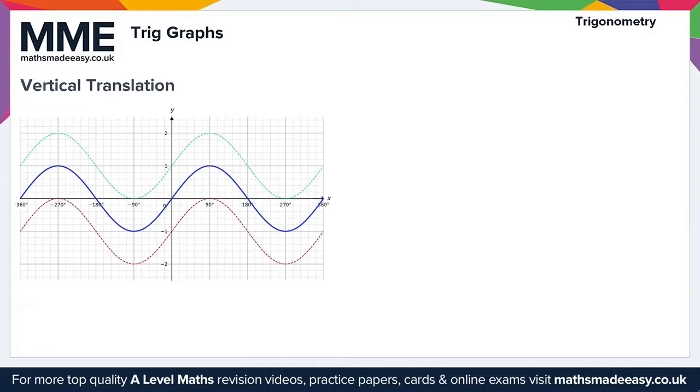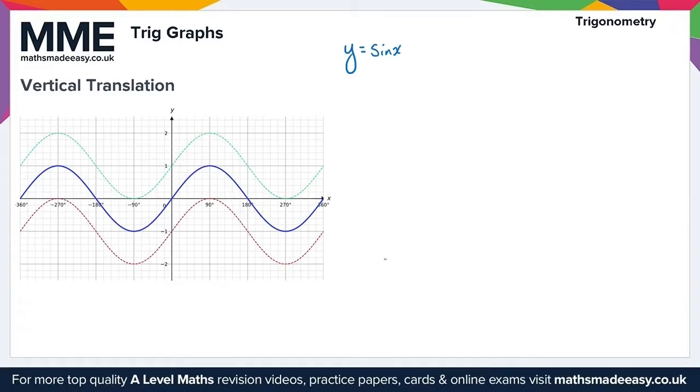Moving on now to vertical translations for trig graphs. What we'll do to start with is take a look at this blue curve. This is what we originally start with, and this blue curve represents y equals sine x. I'll give you a quick moment now just to think about what these two other curves represent. We have this green curve and this red curve, and these are both vertical translations.